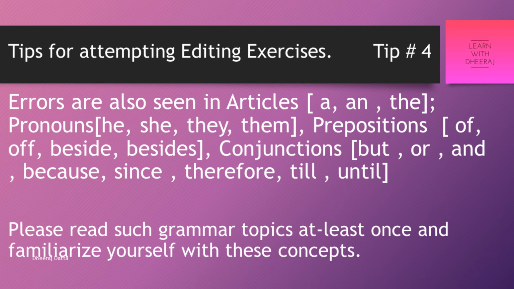Now let me discuss tip number 4 with you. Tip number 4 is that there are many more types of errors which are based on articles, which means a, an, and the, or they are sometimes based on pronouns like he, she, they, them. Okay, we also have errors based on prepositions like confusion of "of" and "off", "beside" and "besides", or maybe conjunctions wherein instead of "or", "and" is used, or "but" is used. Alright, so we need to know very thoroughly what articles are, how they are used, what pronouns are, as well as what prepositions are.